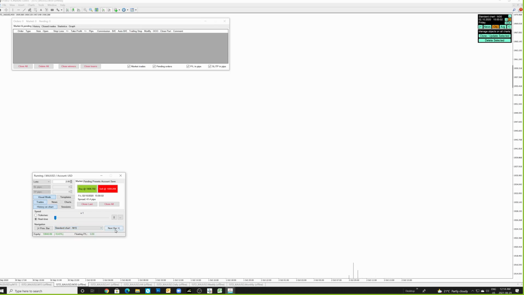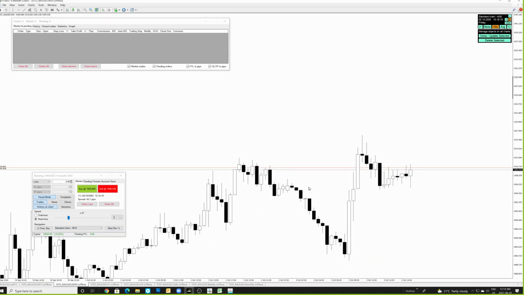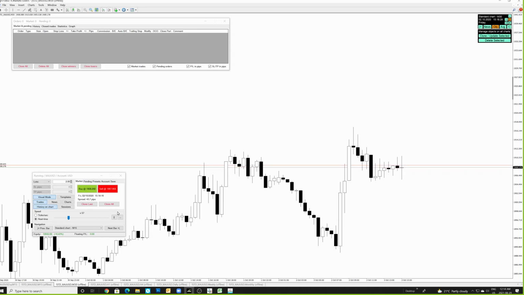$15 forward. Oh, nice. We're consolidating over here. Beautiful. I like consolidation before big news. All right, 27, 28, 29. We would have been up in profits because of the first two NFPs that happened. We would have been up a lot, at this point.